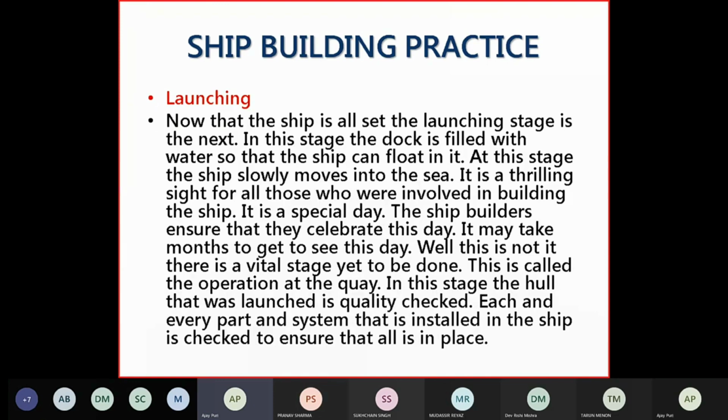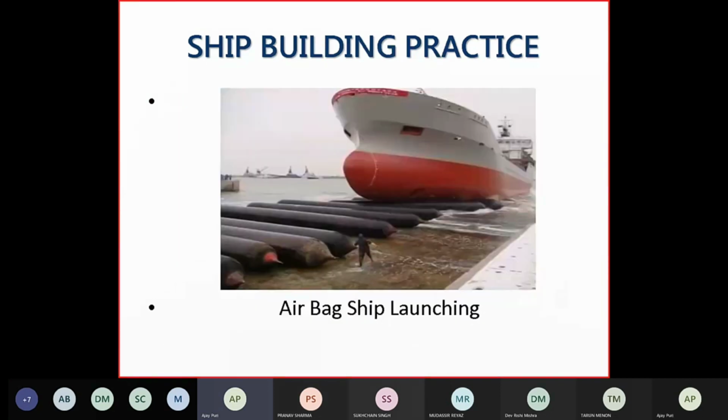Now when you've joined the ship and all is set, your material is made, you have to launch it into your basin. So the ship launch date is decided, and this dock is filled with water, and the ship can float. And then you have to go from the dry dock to the sea for sea trials. And before that, you have the inclining experiment.